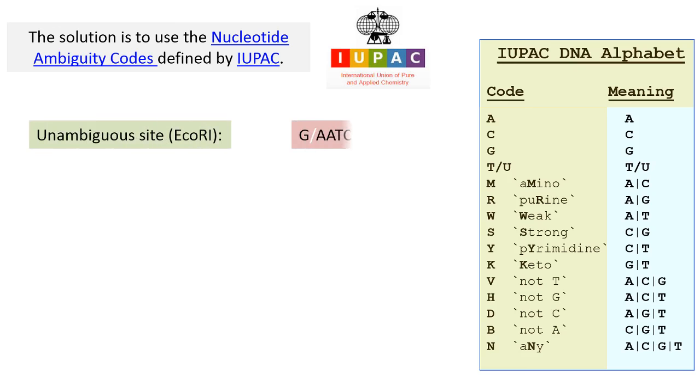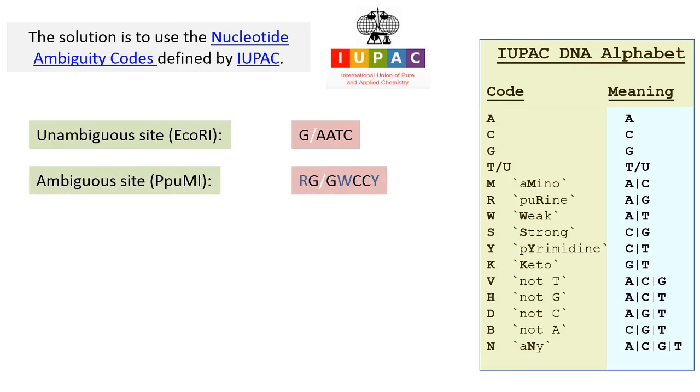Unambiguous restriction enzyme recognition sites can be represented using just the characters A, C, G, and T. The / indicates the cut site. So in the case of EcoR1, the enzyme will cut the DNA between the G and the first A of the recognition site. Using the IUPAC DNA alphabet, any site can be represented.